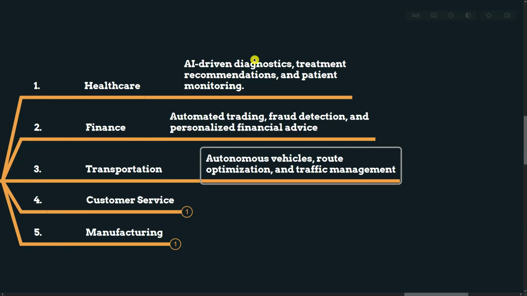Companies like Tesla are developing self-driving cars that use AI to navigate the roads, avoid obstacles, and follow the traffic rules without human input. So that is the application of AI in the transportation area.